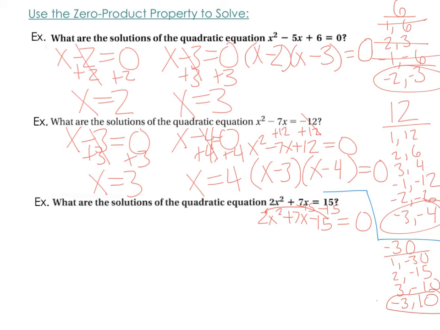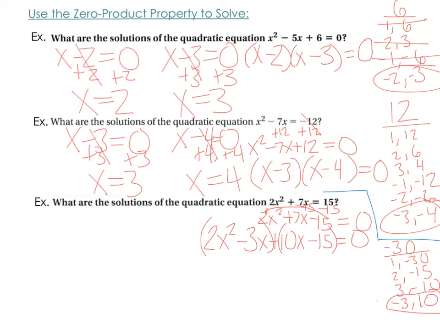So that means I am going to break my 7x up into minus 3x plus 10x minus 15. So all I did was I rewrote 7x as minus 3x plus 10x. And now we group these together, the first two terms and our second two terms, and we pull out the GCF for both of these.